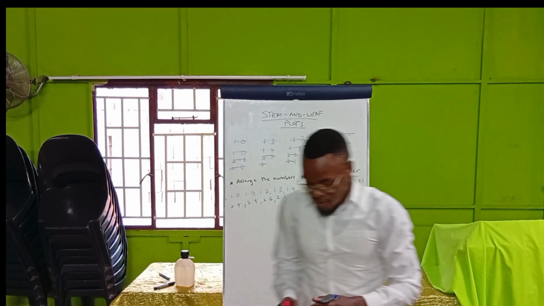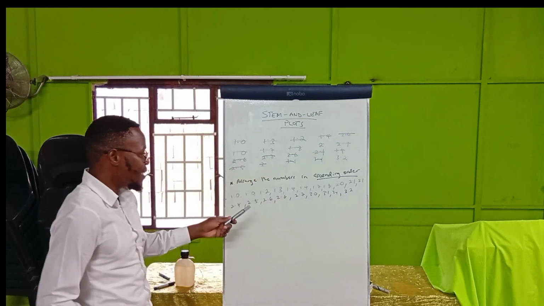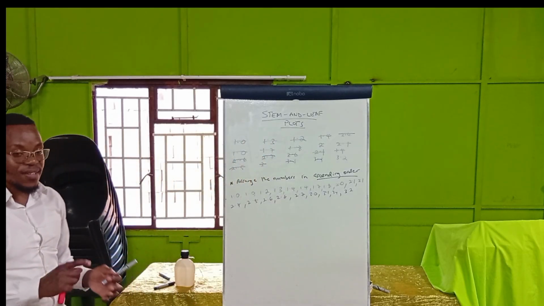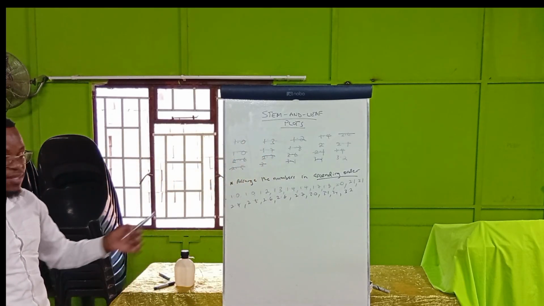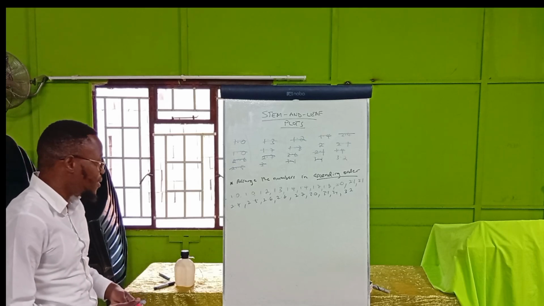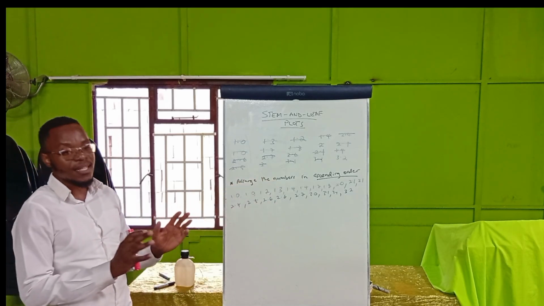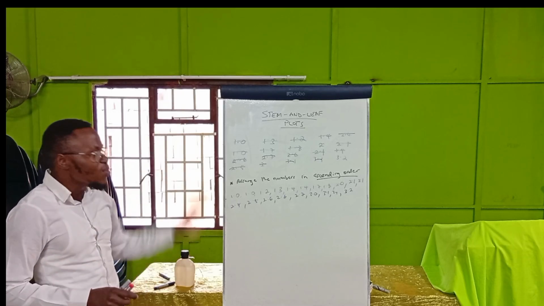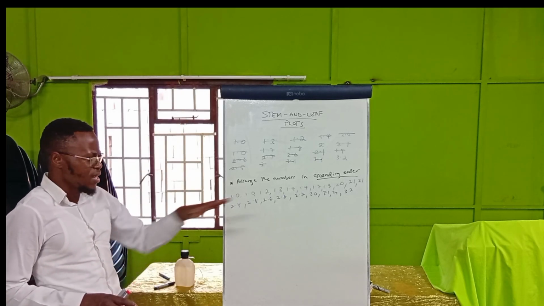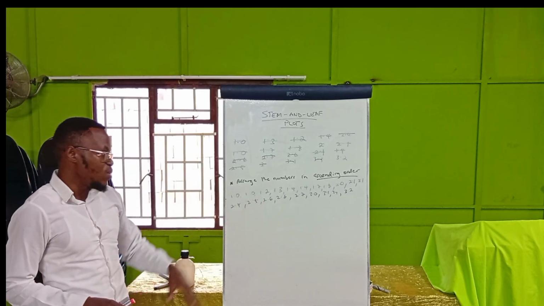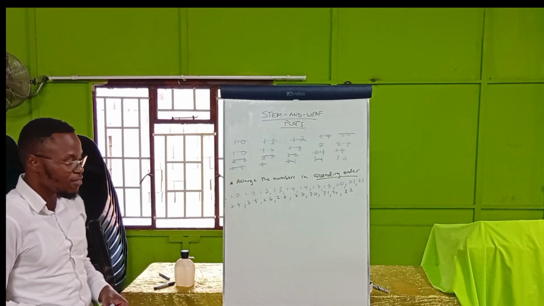So in fact, if you are writing these numbers in ascending order, one of the reasons it's important is what I've already said: it will help you put the numbers that have the same stem in one column, or rather in one row, when you're demonstrating this in a stem and leaf plot.